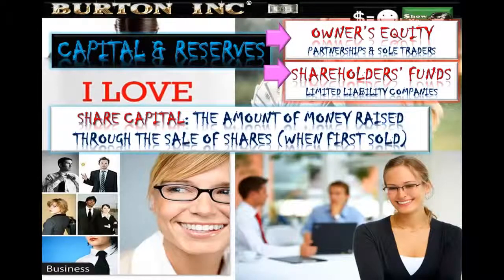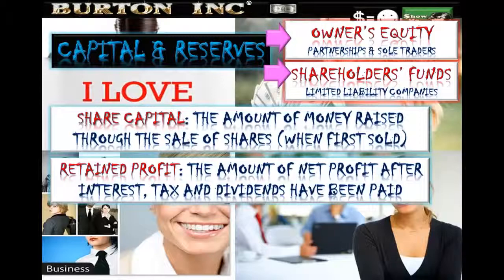Share capital defined, the amount of money raised through the sale of shares when first sold. So that's key, when they were first issued and purchased, not the current market value. Share capital, the amount of money raised through the sale of shares initially or subsequently, but at the value of when they were purchased, not the current market value.